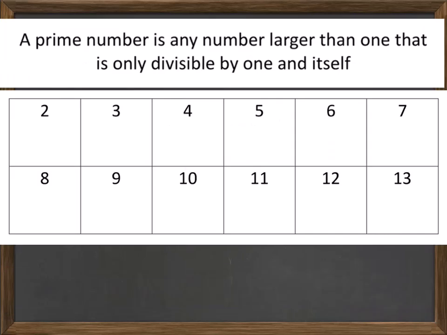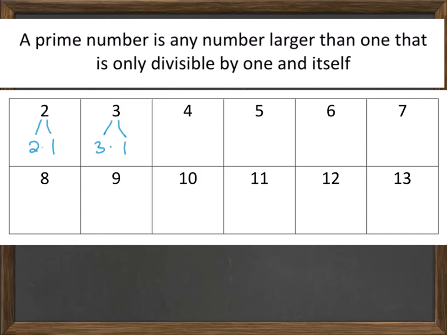Well, the reason that we can't break 2 down any further is because it's what's called a prime number. A prime number is any number larger than 1 that is only divisible by 1 and itself. So let's go through some numbers and practice identifying whether or not each is prime. We already said that 2 is prime. It's 2 times 1. Nothing else goes into it, so it's prime. What about 3? Well, 3 is just 3 times 1. Nothing else goes into 3.